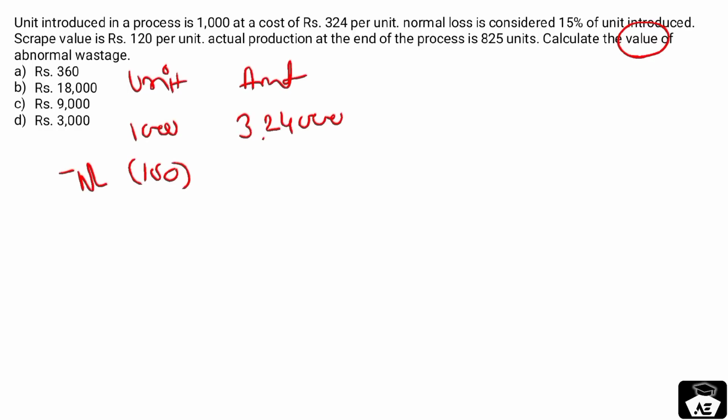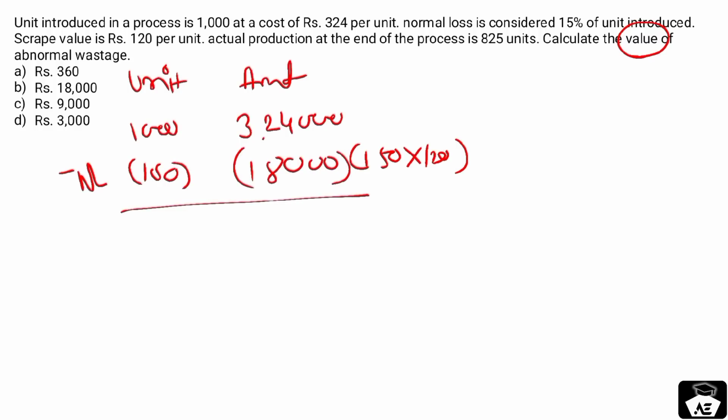And you are also given the scrap value. Scrap value is 120 per unit. So 150 into 120 per unit, so it will be 18,000. Deduct both the values and you will get your normal production. Your normal production in units will be 850 and in amount will be 3,06,000.